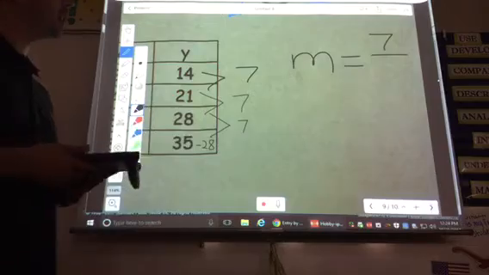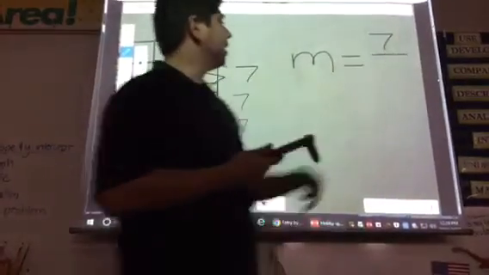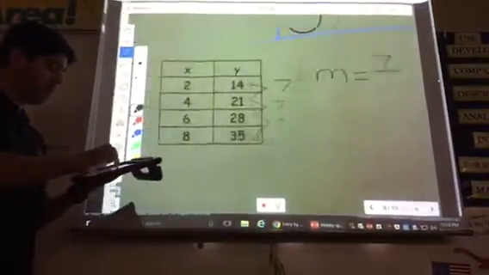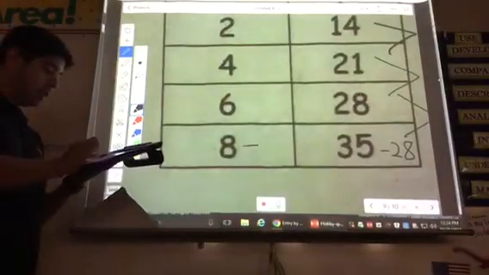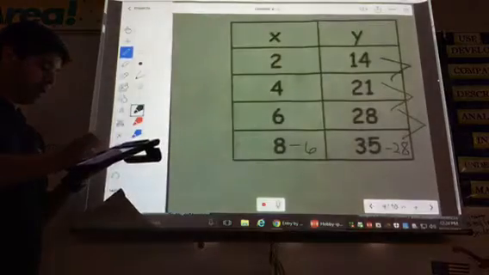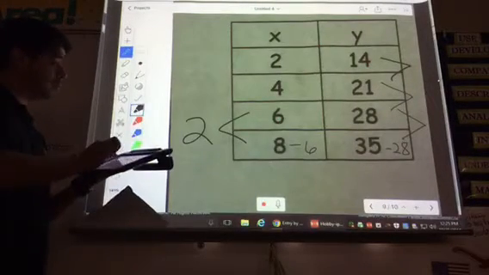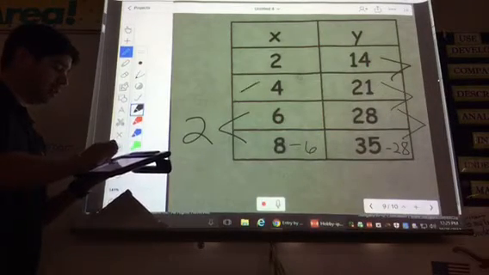That way, you don't forget. Go ahead and write it. Slope, 7 goes on top. We haven't found out what goes on the bottom yet. But we're going to do that now. 8 minus 6? 2. Right. 6 minus 4, and then 4 minus 2, and so on and so on.